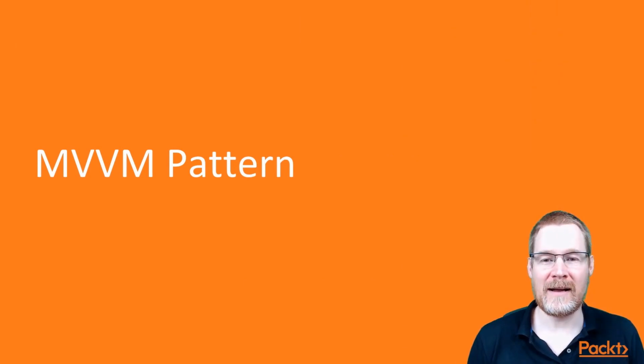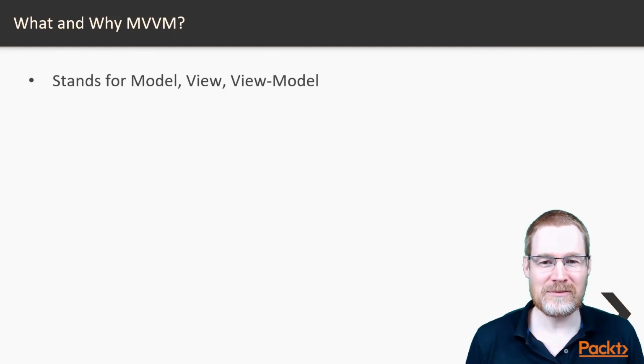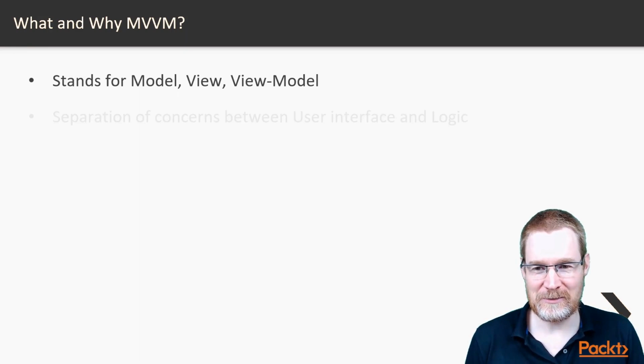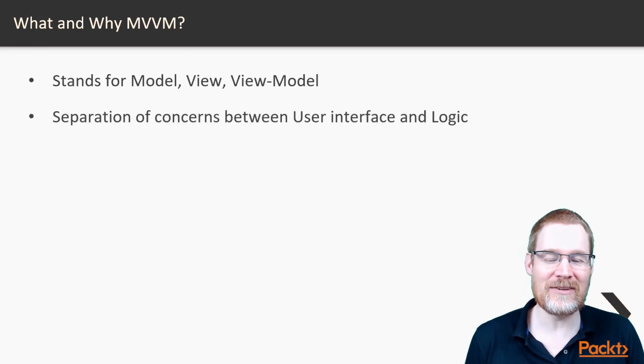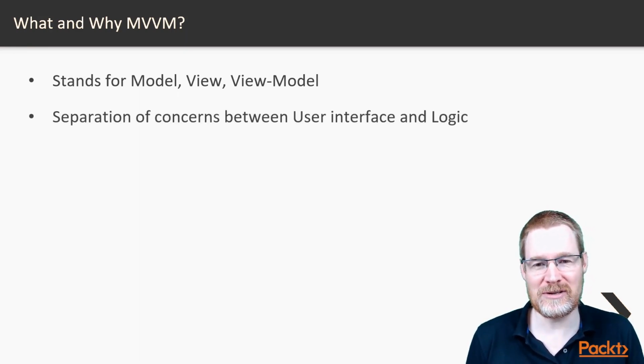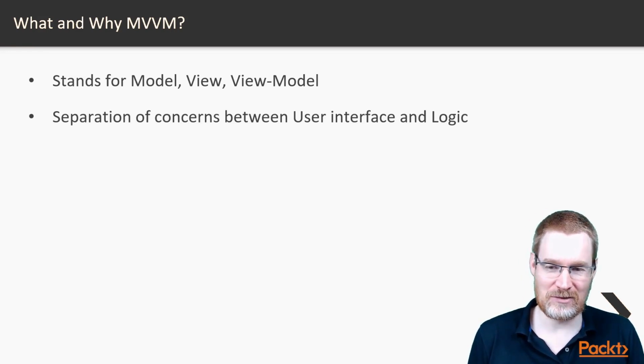The MVVM pattern. So what is MVVM and why would we use it? Well, it stands for Model View View Model. And it's a pattern that is in some ways similar to MVC, which you may have heard of already. It was made popular first in the Silverlight and WPF frameworks, but we're using it for HTML and JavaScript. And it's primarily about the separation of concerns between your user interface and your business logic.